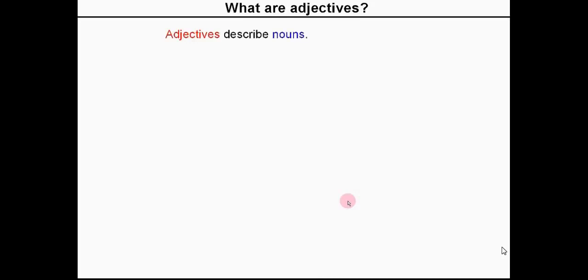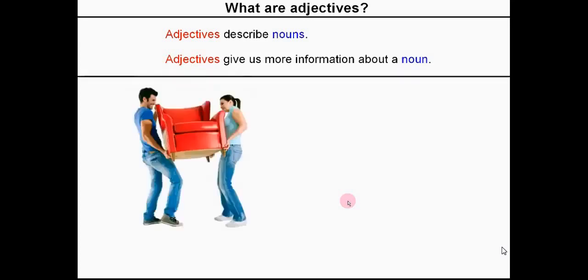Well, adjectives describe nouns. Therefore, adjectives give us more information about a noun. For example, in this photograph, Mark and Jane are carrying a chair. So chair is the noun.